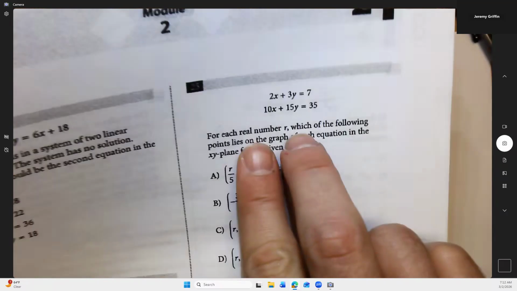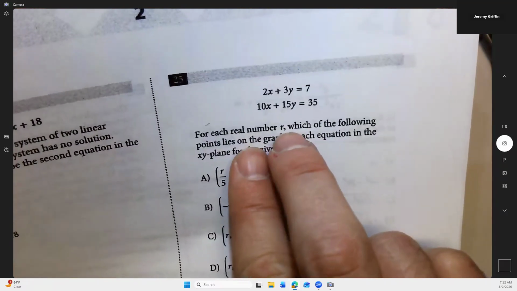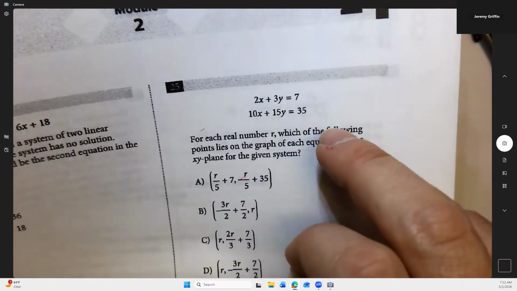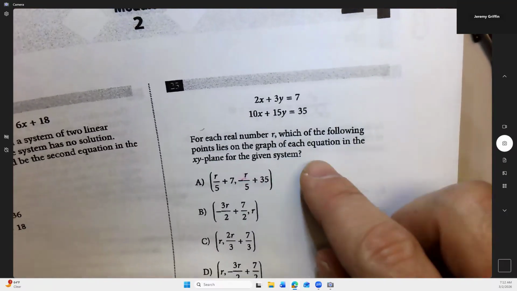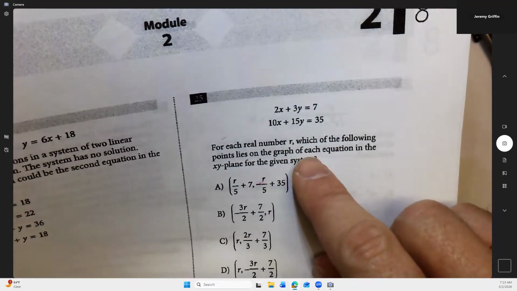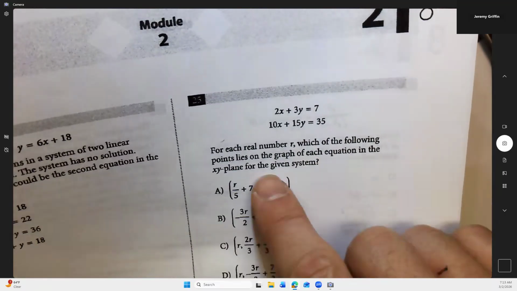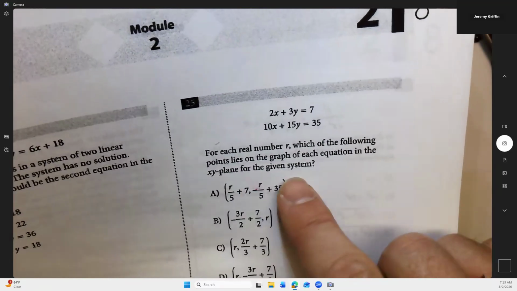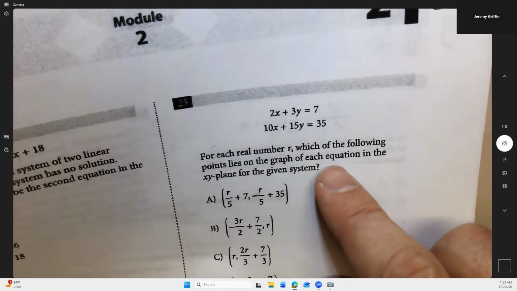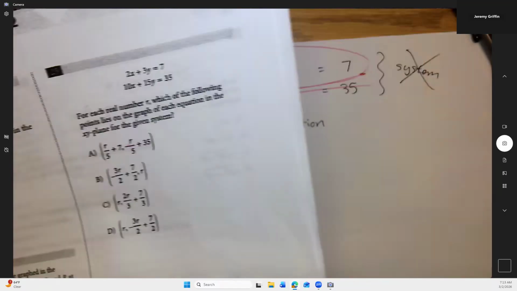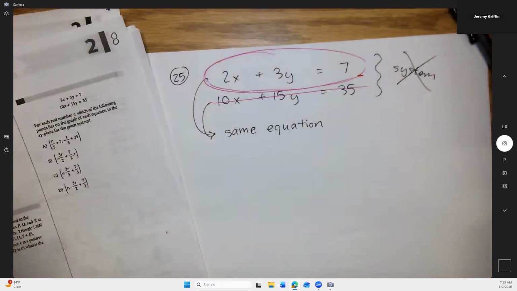For each real number r, okay, that's already kind of ambiguous. We're going to plug r into what? Into x, into y. And it's not a number, it's a letter. Which of the following points lies on the graph of each equation in the xy plane for the given system? Well, it says each equation. Again, they're the same equation. So I'm just going to feed this r into one or the other. So how can we do this?